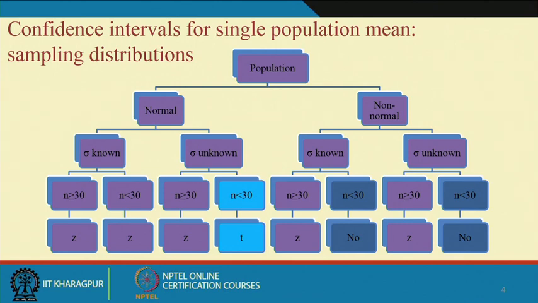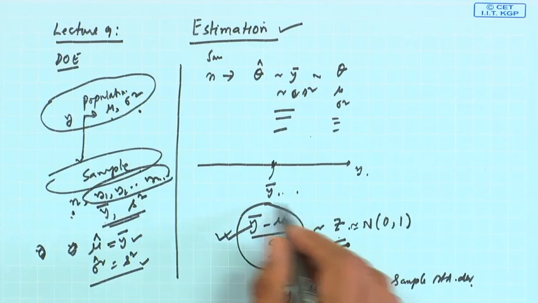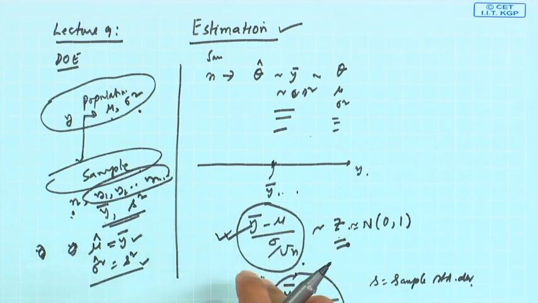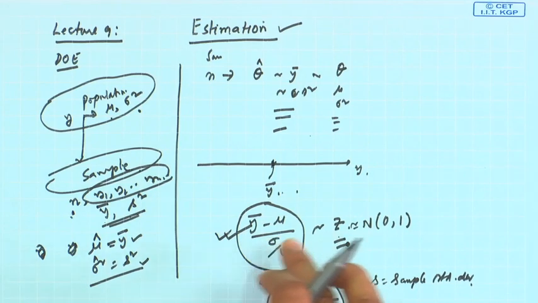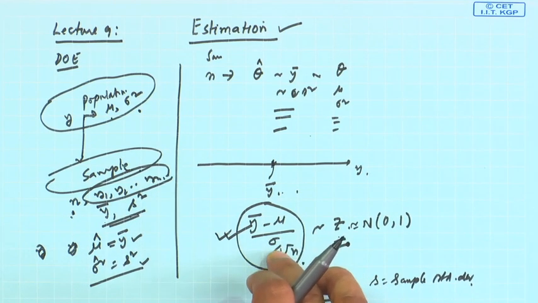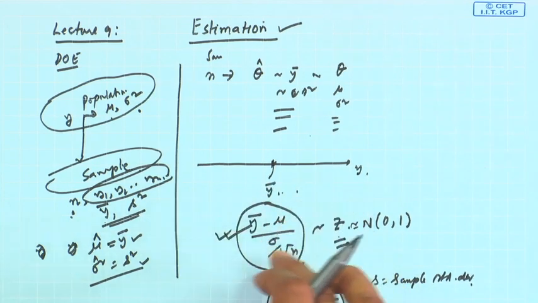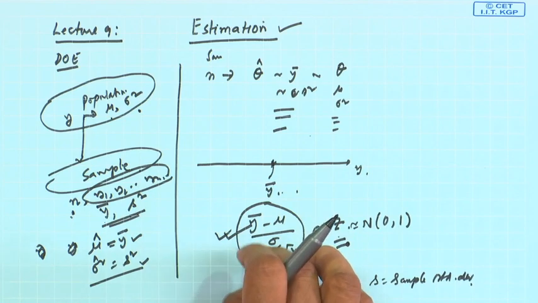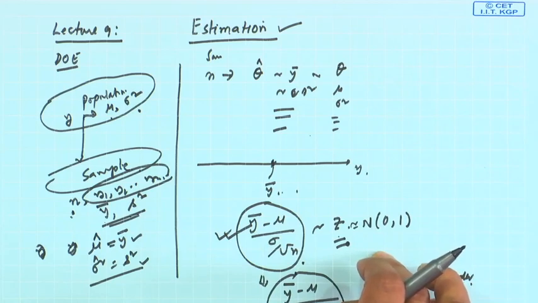If sigma is known and n is greater than or equal to 30, then you can use the Z distribution. This quantity follows the Z distribution irrespective of whether it is coming from a normal or non-normal population when n is large. Okay. Suppose n is small, coming from a normal population, and sigma is known. We do not know what the resultant distribution of this will be; it is not known.